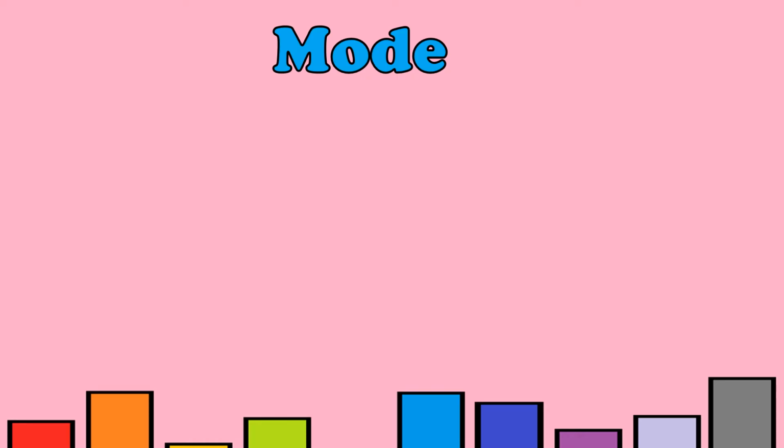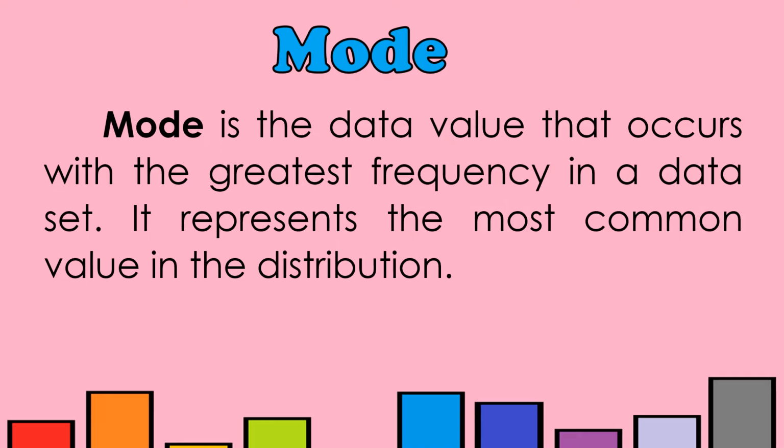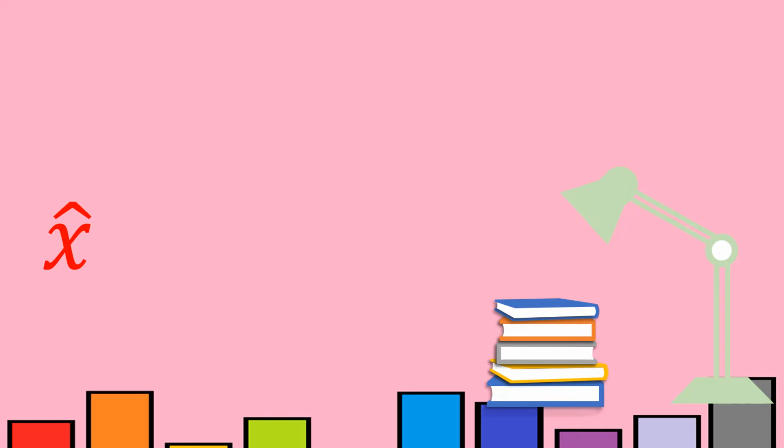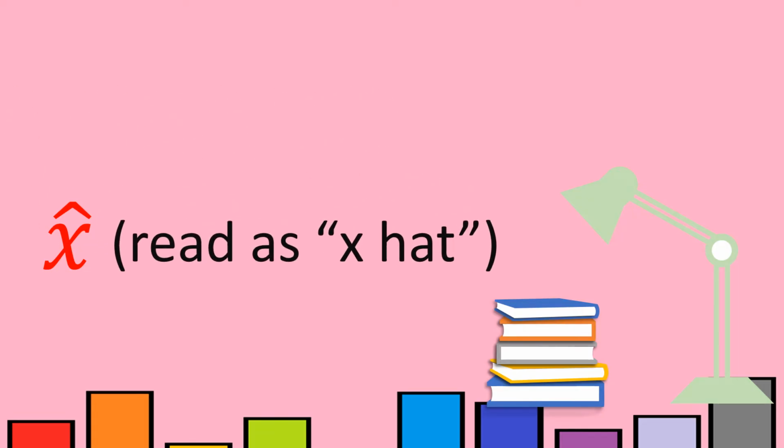Let's proceed to mode. I think this is the easiest one for the ungrouped data. So mode is the data value that occurs with the greatest frequency in a data set. It represents the most common value in the distribution. So meaning to say, mode is the greatest frequency in a data set. And this is the symbol for the mode. We read it as x hat, okay.